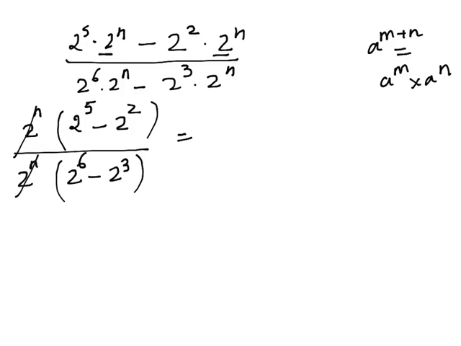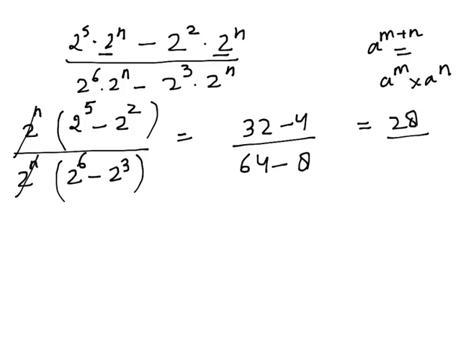So 2 raised to the power 5 will give us 32 minus 4. 2 raised to the power 6 will give us 64 minus 8. Now 32 minus 4 is 28, and 64 minus 8 is 56. So we can simplify it to the simplest form. It will give us 1 by 2.